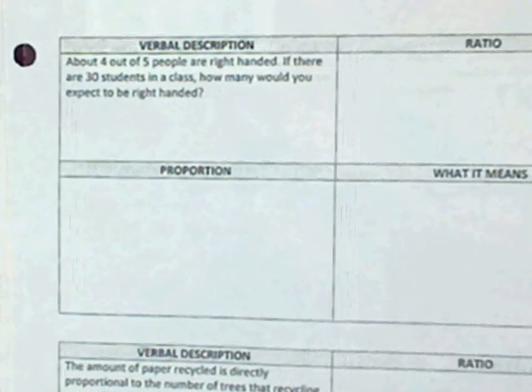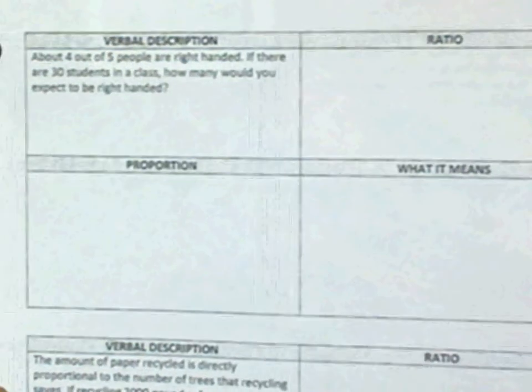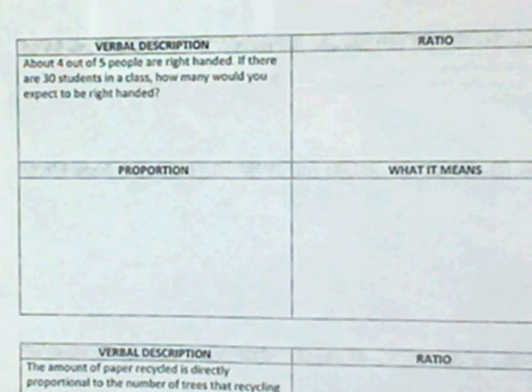Okay. You said kind of like me? Yes. So what are we trying to find? What's the question? How many people are right-handed out of 30 people? You got it. So what's our initial ratio going to look like?